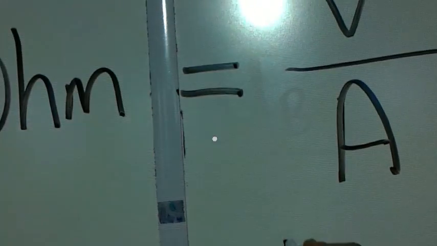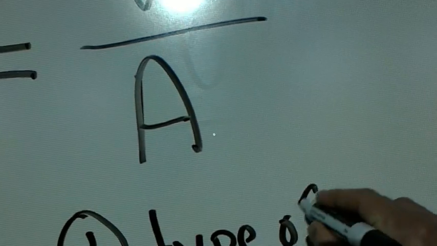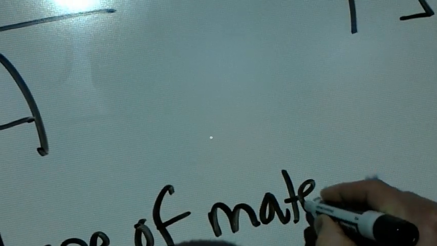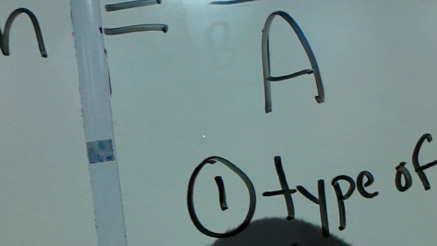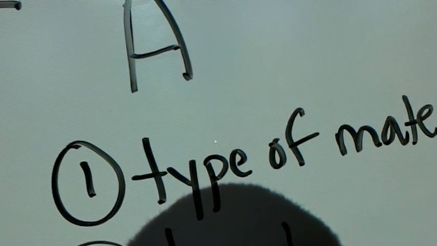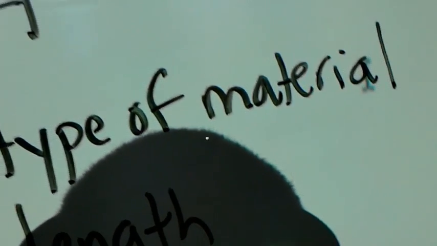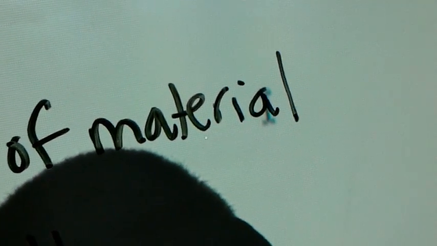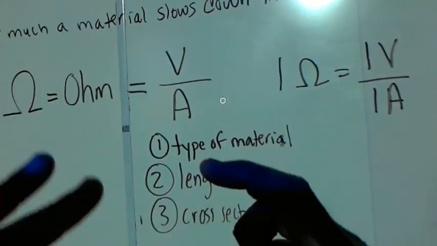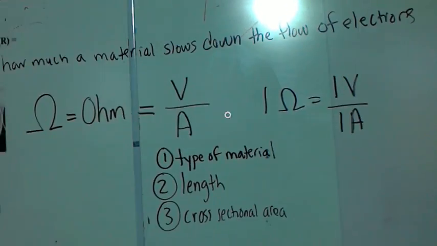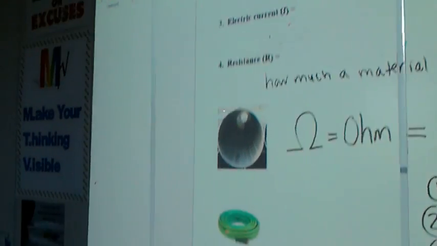So resistance should depend on, one, something like the type of material, which we talked about, insulators versus metals; two, it should depend on the length; and three, it should depend on the cross-sectional area. And you'll note that high voltage power lines are very thick. They have a large cross-sectional area, so they can transmit a lot of current with low resistance.